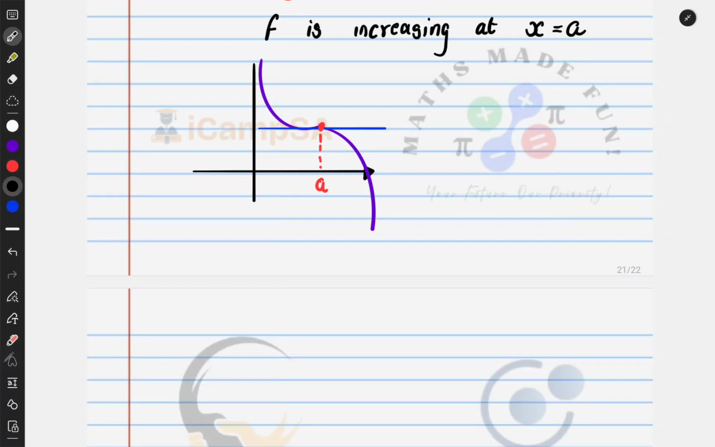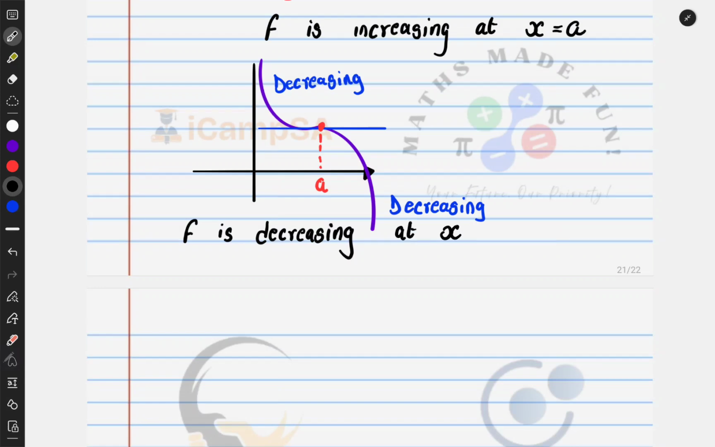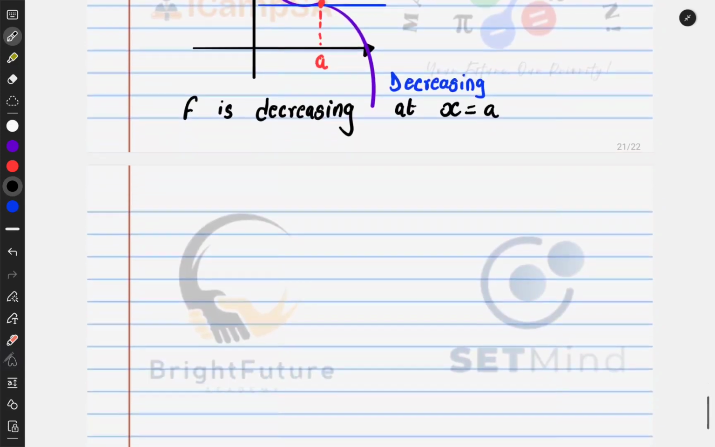So the function is decreasing before the stationary point and also decreasing after the stationary point. Decreasing. Therefore, we say this function f is decreasing at x is equal to a.